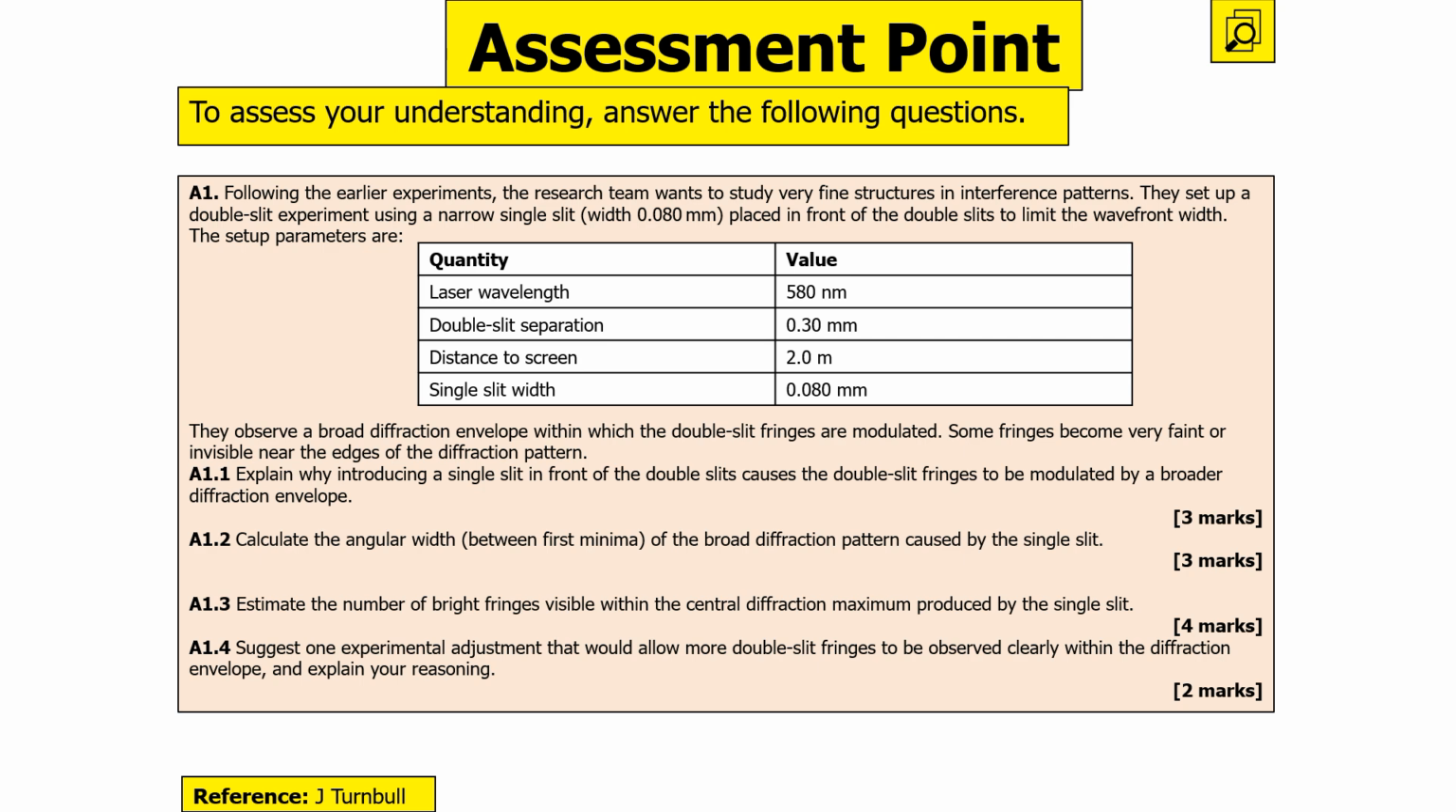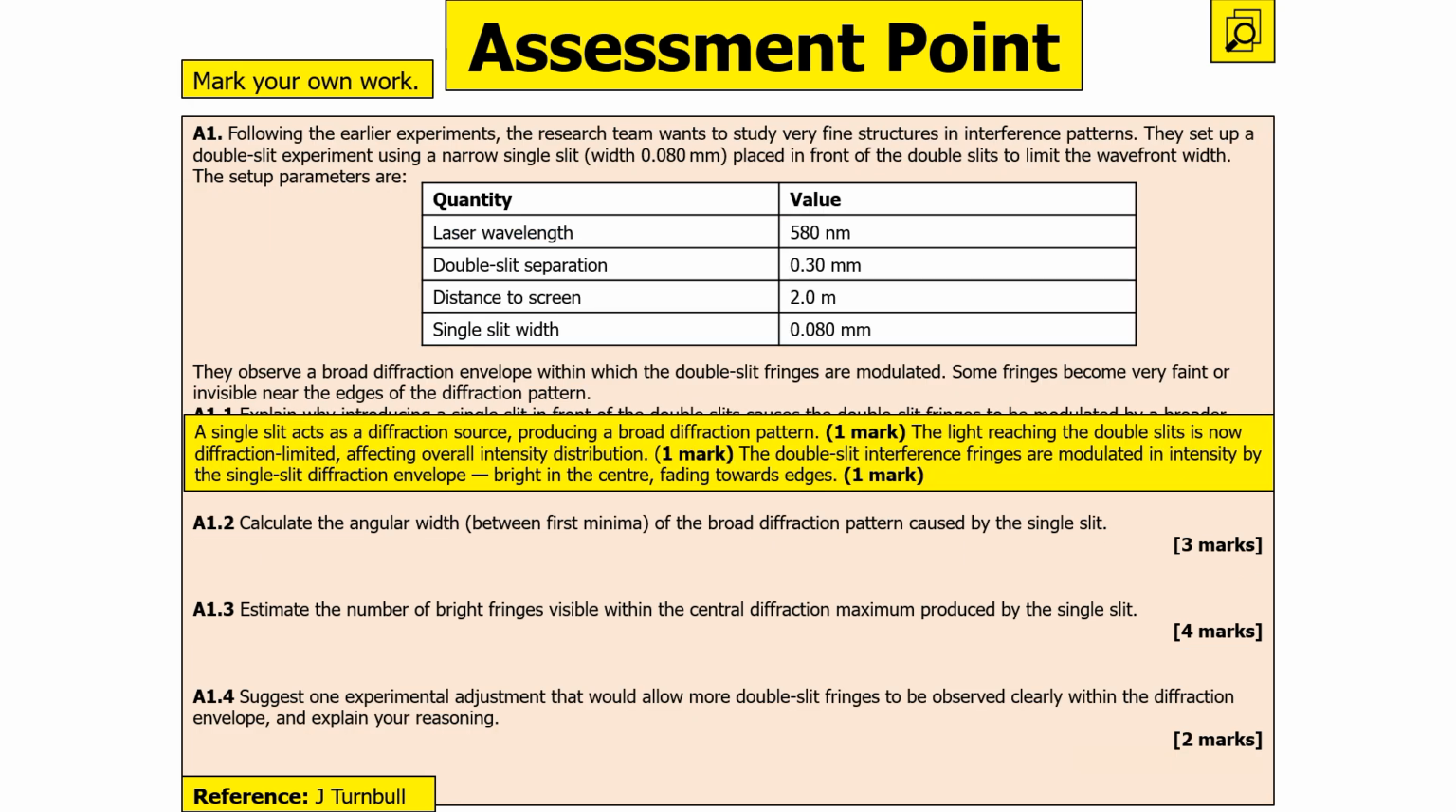Right, in this first one, a single slit acts as the diffraction source, producing a broad diffraction pattern. The light reaching the double slits is now diffraction limited, affecting the overall intensity distribution. The double slit interference fringes are modulated in intensity by the single slit diffraction envelope. It's bright in the centre and it fades towards the edges.